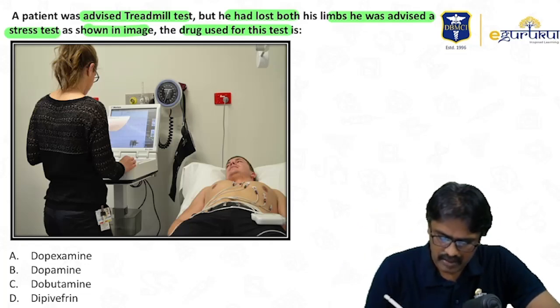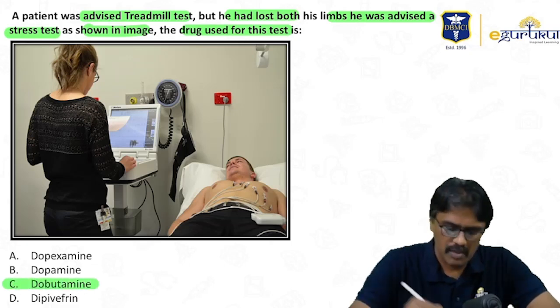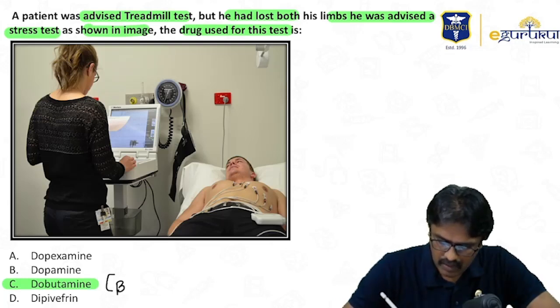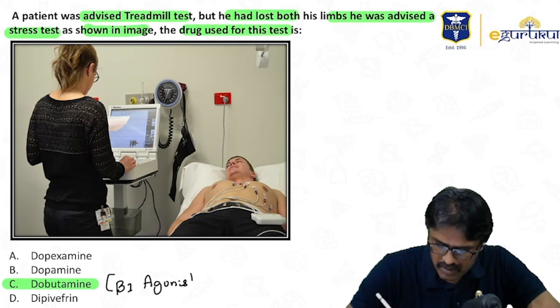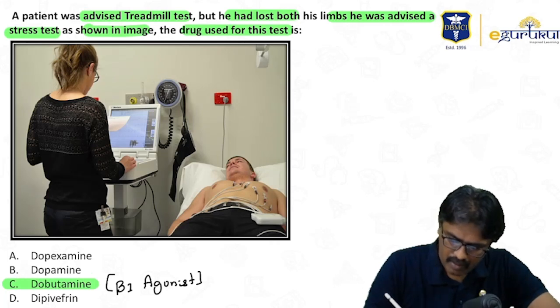It is none other than the drug dobutamine. Dobutamine is a drug which is used for cardiac stress testing. It's mainly a beta 1 agonist which is used for cardiac stress testing. What about dopexamine and dopamine?